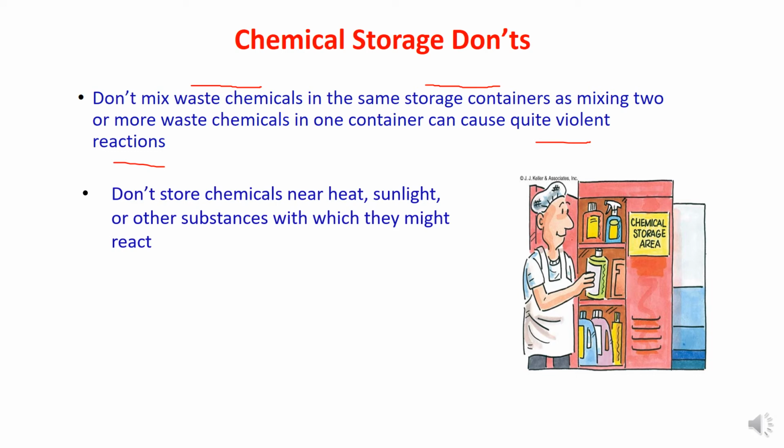So don't store chemicals near heat, sunlight, or other substances. The main idea is that they can react, because as I mentioned in the previous lectures, each chemical has a certain flash point temperature. They can react if we store them close to heat or sunlight.